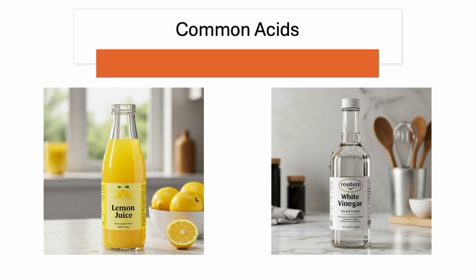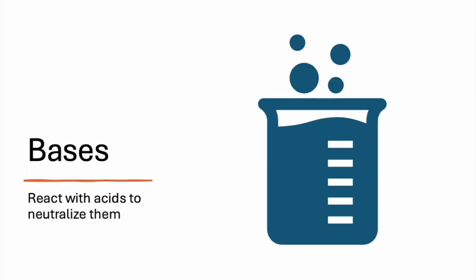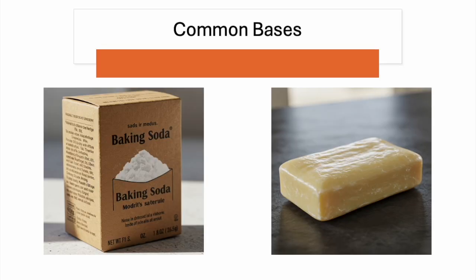Bases, on the other hand, taste bitter and turn red litmus paper blue when dipped in the base. Bases can also react with acids to neutralize them. Some common examples of bases include baking soda, which is sodium bicarbonate, and soap, which is made from sodium hydroxide.